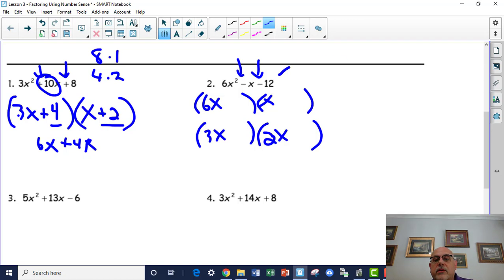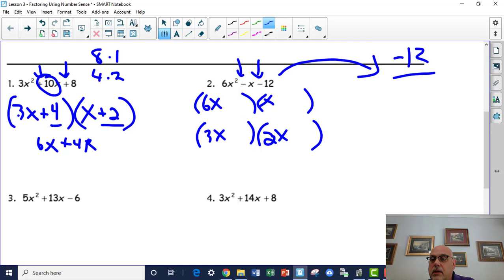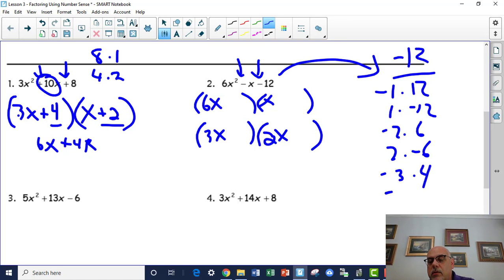So let's look for the factors of negative 12. You have a lot of options here. Negative 1 times 12, 1 times negative 12, negative 2 times 6, 2 times negative 6, negative 3 times 4, or 3 times negative 4. Now you've got a lot of things there. You kind of have to play around with it unless you can see something. And the more you practice, the better you'll get at figuring out which ones go where. So I'm not going to give you any more hints than that.